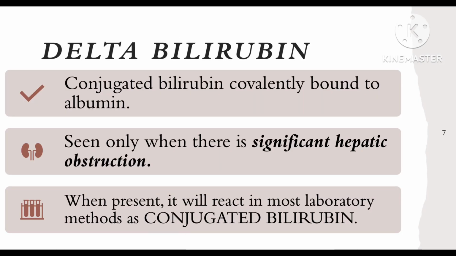Another form of bilirubin would be delta bilirubin. It is also called biliprotein, and it is a form of conjugated bilirubin that is covalently bound to albumin in the blood.